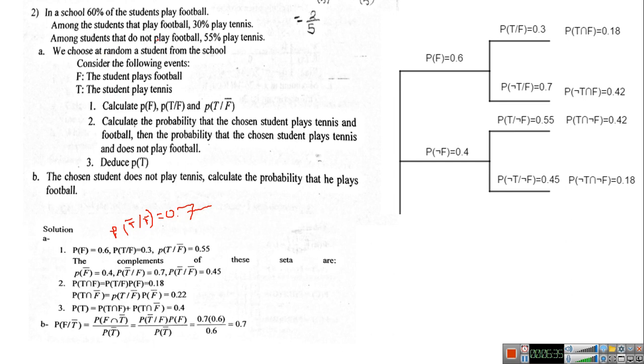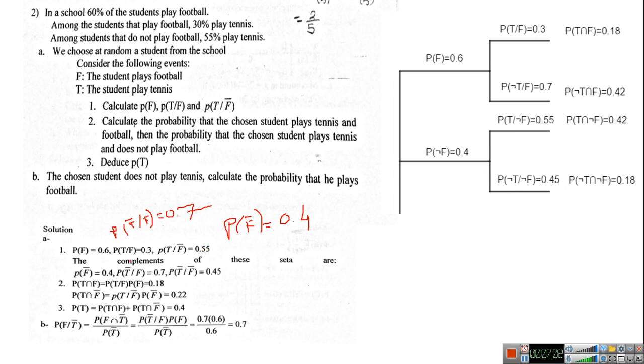Among the students who do not play football, 55% play tennis. The students who don't play football, if they play football is 0.6. Not playing football, P of F bar. Write everything, guys. Is 0.4. Among these that play tennis is 0.55. If you want to find the complement of it, you put T bar knowing F bar is 1 minus 0.55.